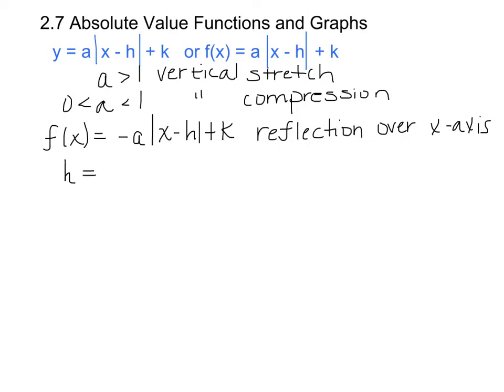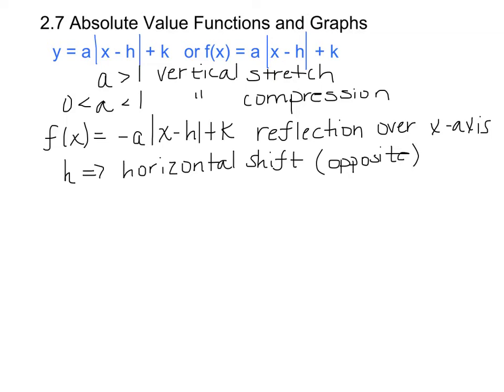H is a horizontal shift. And it's always opposite. And K is your vertical shift. K is not opposite, so it's true to whatever. If it's plus, you move up. Minus, you move down.